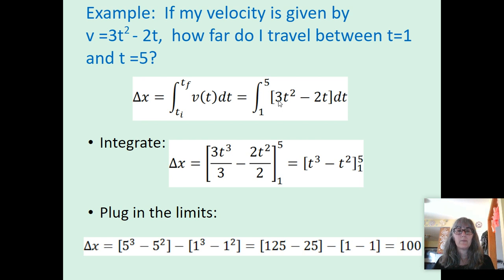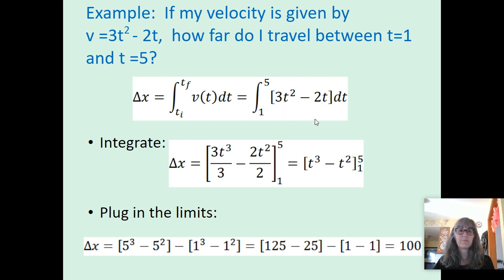I'm going to have a 3. I'm going to go t, I'm going to raise the power by 1, so it's t cubed, and I'm going to divide by that new raised power, so 3. So 3t cubed over 3. And I can always check to make sure that that's right by taking the derivative of this, and that should give me my original term. So if I take the derivative of 3t cubed over 3, that's going to give me 3t squared.